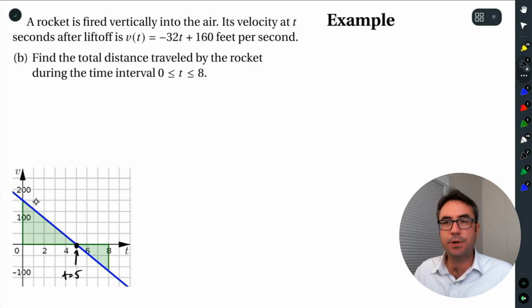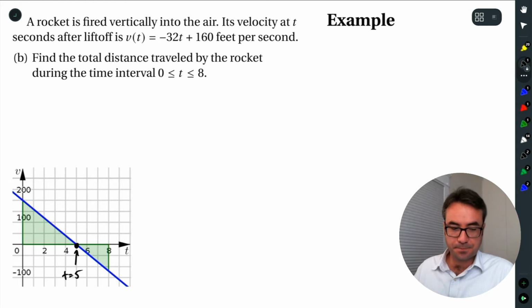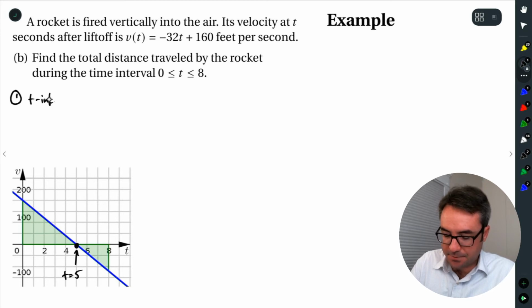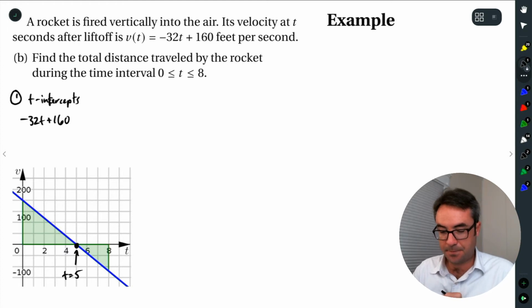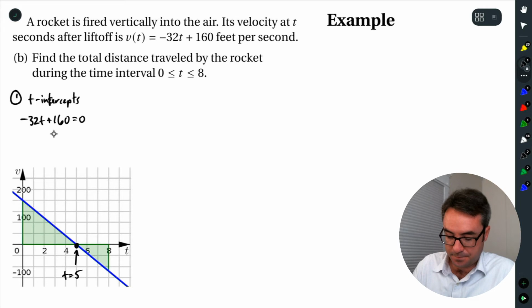So if we were doing this problem and we didn't have the graph, we would want to figure out, where is our velocity 0? So we'd want to find our t-intercepts. Where does the graph cross the horizontal axis? So we take our function, negative 32t plus 160, set it equal to 0, and then solve this for t. And in this case, we get t is equal to 5.